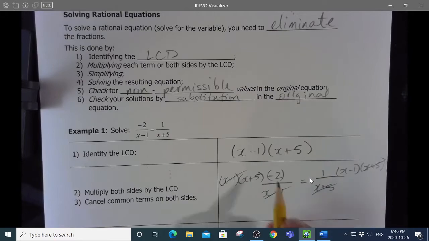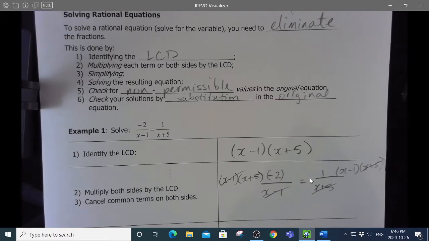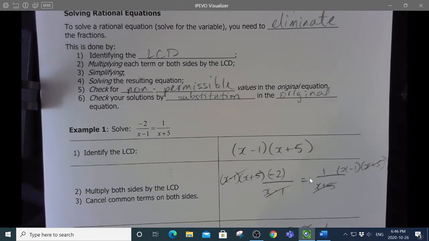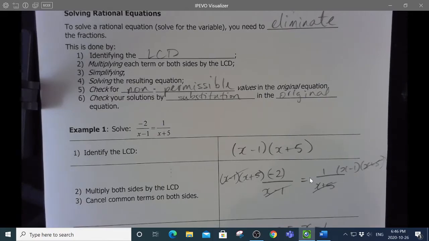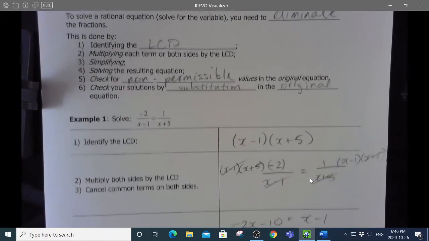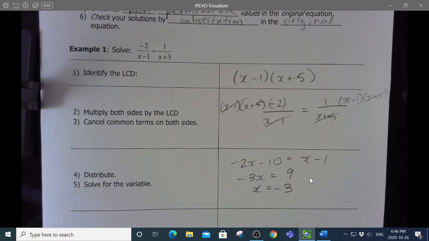Now distribute. -2 times x plus 5 is -2x minus 10. And then this is x minus 1. Now I'm going to move everything that's got an x in it to one side, leaving me -3x. I'm going to move everything that's a constant to the other side. So I'm adding 10 to both sides, so that makes this a 9. So x is going to equal -3.